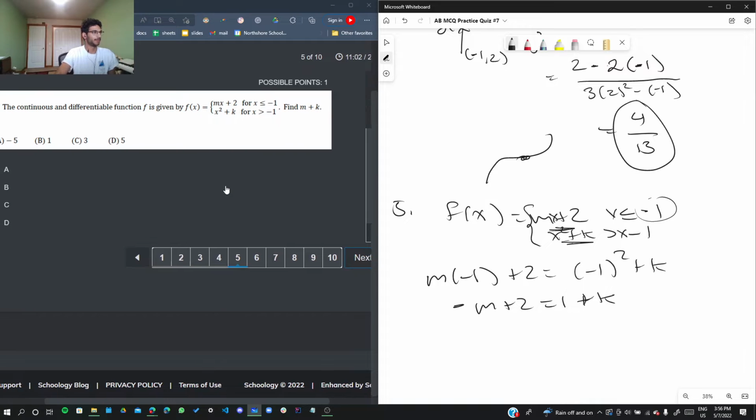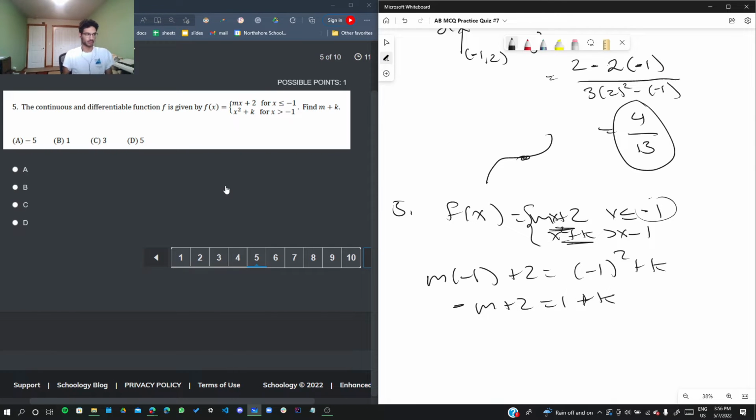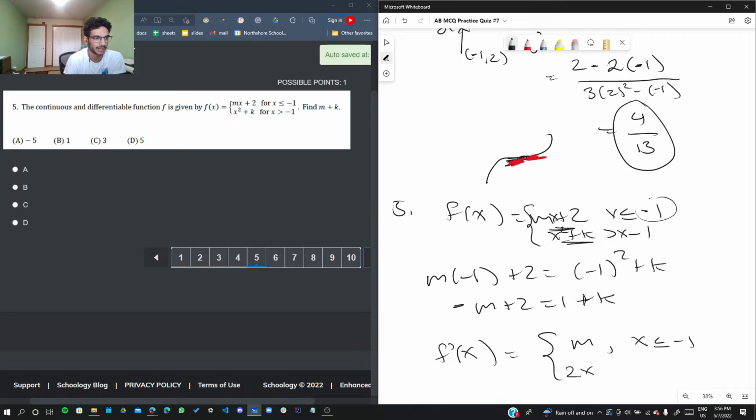Okay, just halftime. We should be done with question 5 by now, but it's all right. If it's differentiable, then the derivative from the left-hand side and the derivative from the right-hand side must also be the same. So we can also set the left and right-hand derivatives equal. f prime is just the derivative of the top and bottom. So m is the derivative of the top for x less than -1, and the bottom is going to be 2x for x greater than -1.